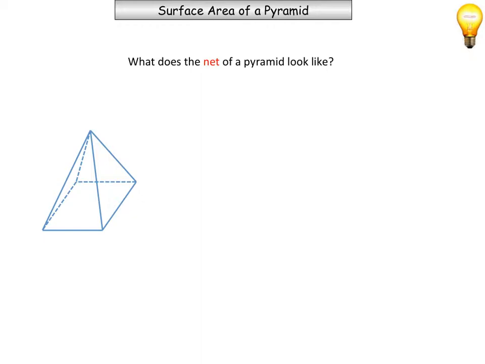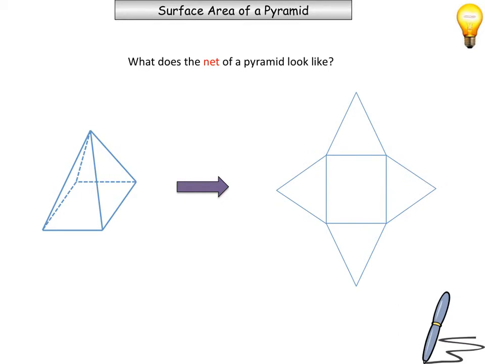Okay, so there's one particular type of pyramid. Here we've got a rectangular base pyramid. And what would it look like if we saw its net? So think about that for a second. And it would probably look something like this.